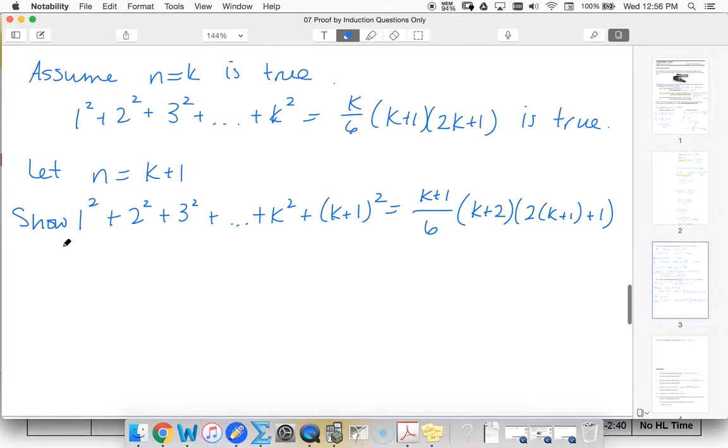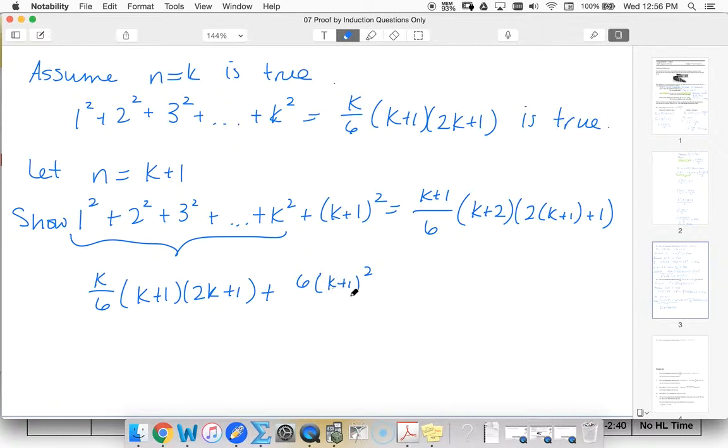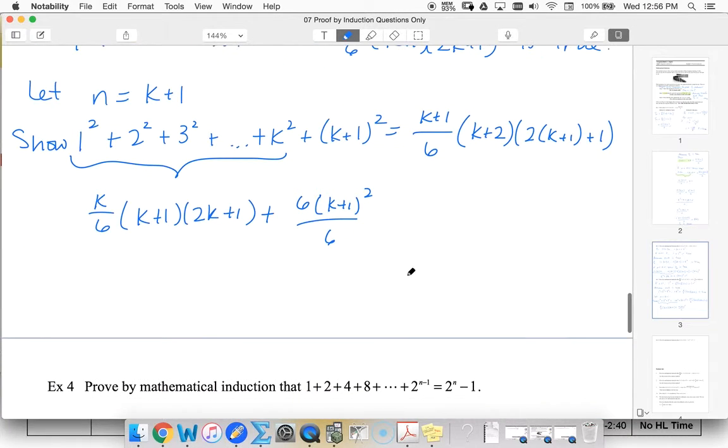Well, we know those first k terms are going to give me k over 6 times k plus 1 times 2k plus 1. And now I want to add in my k plus 1 squared. So to add that in, I'm going to need a common denominator of 6. So I'm going to make it 6 times k plus 1 squared over 6. And then I'm going to expand, simplify, and then hopefully put it back together. This term is going to end up being 2k plus 3. So that's what we would get to before we could take it back to this.